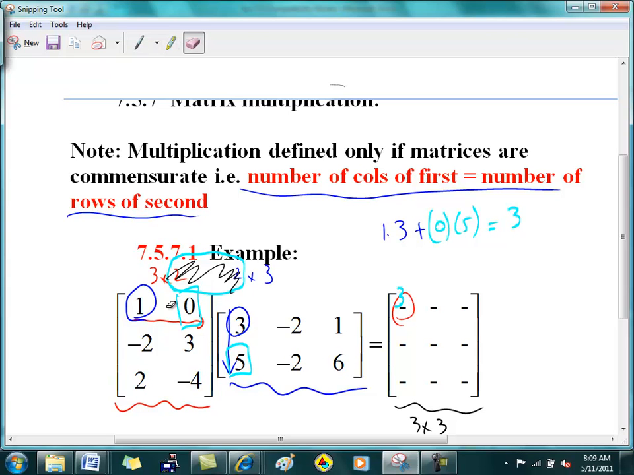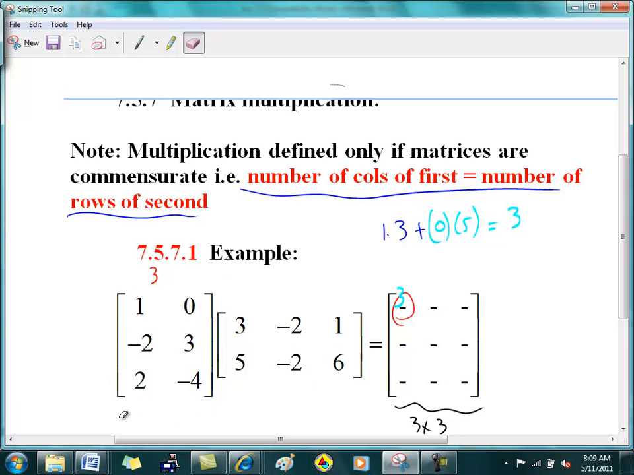Okay, I need to erase a lot of the stuff. Okay, so let's say I want this term here. What row is it in? Third row. So in the first matrix, you're going to go, actually, you know what? Let me pick another term. I'll pick this guy here. Okay, what row is it in? Second, so you're going to go along this row. What column is it in? Third column, so you're going to go down this column.